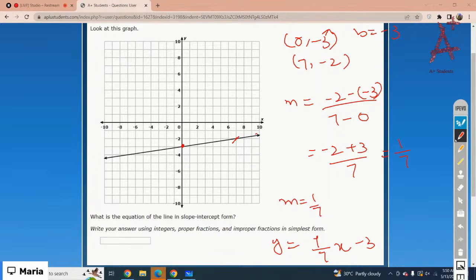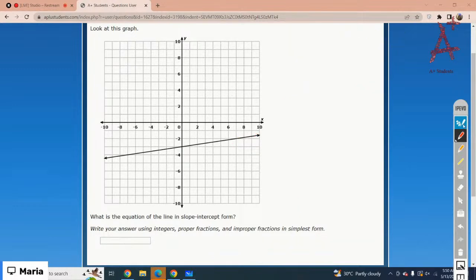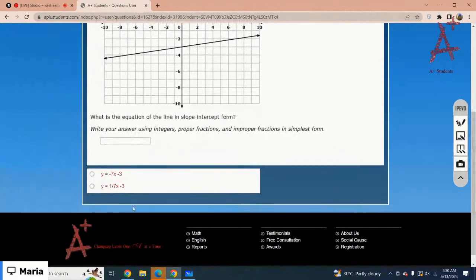Got it? It would be y equals 1 over 7x minus 3. The correct option is y equals 1 over 7x minus 3. The second option is the correct one. Got it?